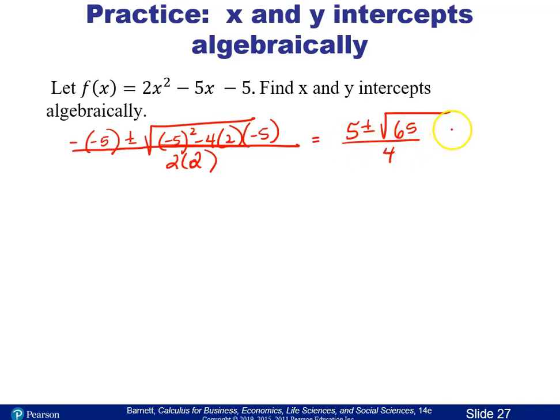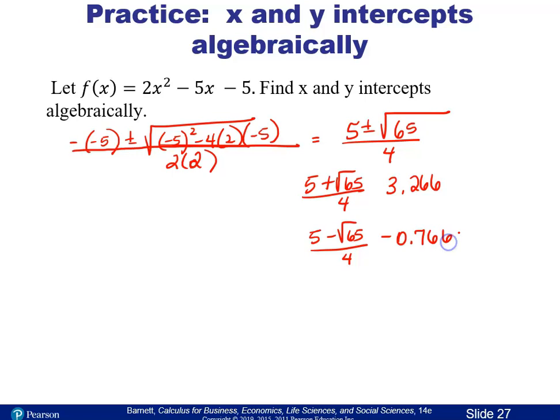So if you break that into the two cases, 5 plus the square root of 65 over 4, and then 5 minus the square root of 65 over 4. So we'd have 3.266 and negative 0.766. So that should be your two x-intercepts. For the y-intercept, we would evaluate it at 0. So that's going to be 2, put the 0 in, so that means that term goes away, this term goes away, and we're left with -5. So that would be our y-intercept.